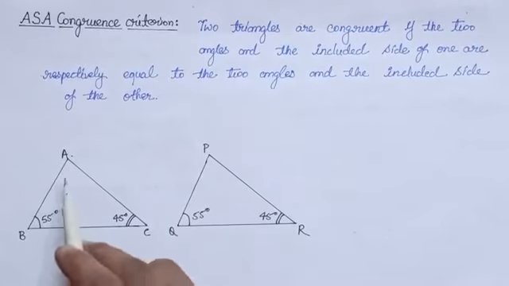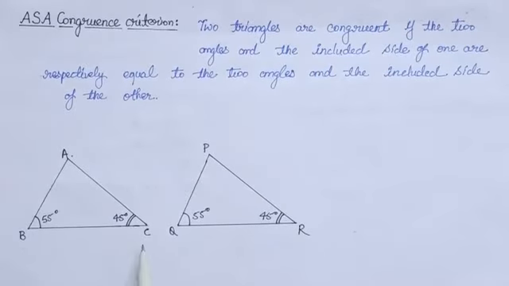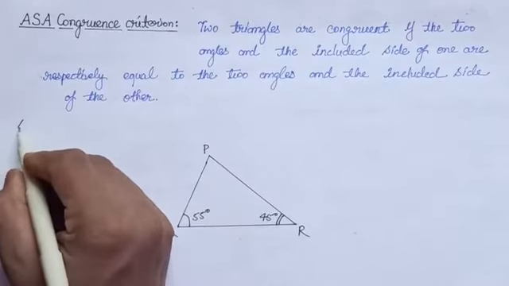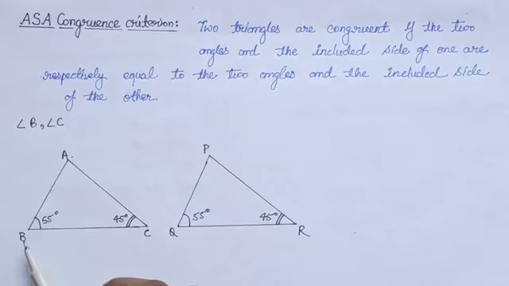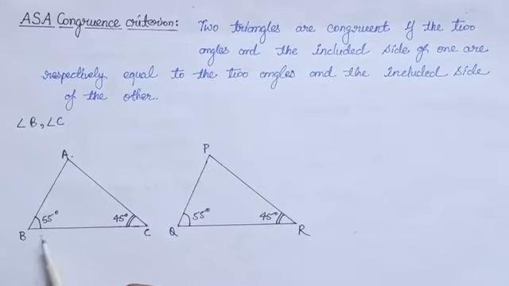If we consider in this triangle ABC the two angles B and C, then you can see here the side included by these two angles, that is angle B and angle C, is the side BC.